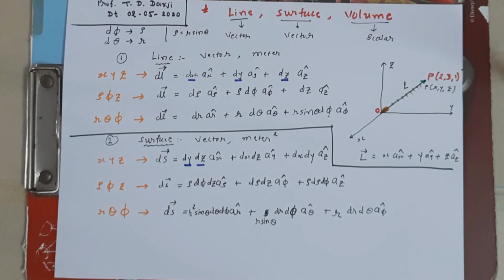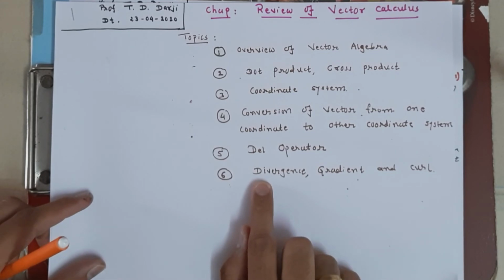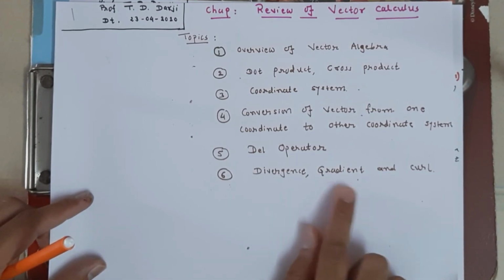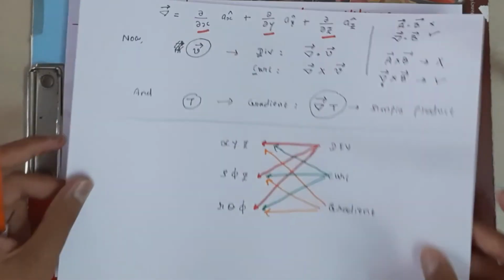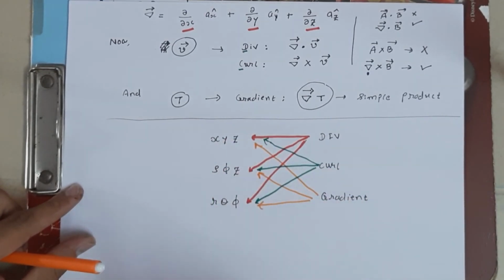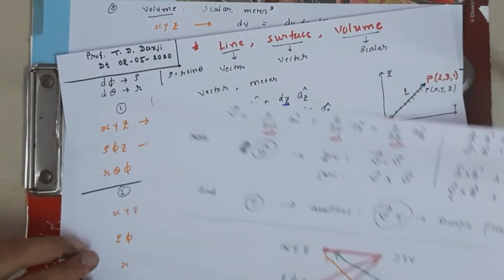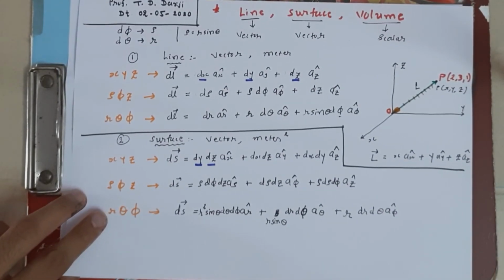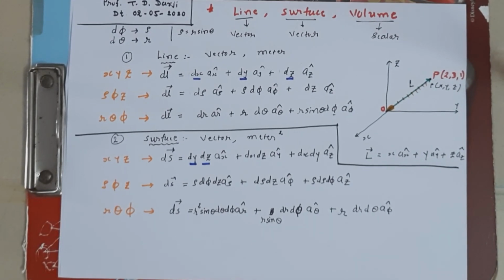In the next lecture we will study the equations of divergence, curl and gradient. Our main goal is to write the equations for divergence, gradient and curl in all three coordinate systems. But to write those equations, it is important first to write the equations for line, surface and volume in all three coordinate systems. Okay, thank you.